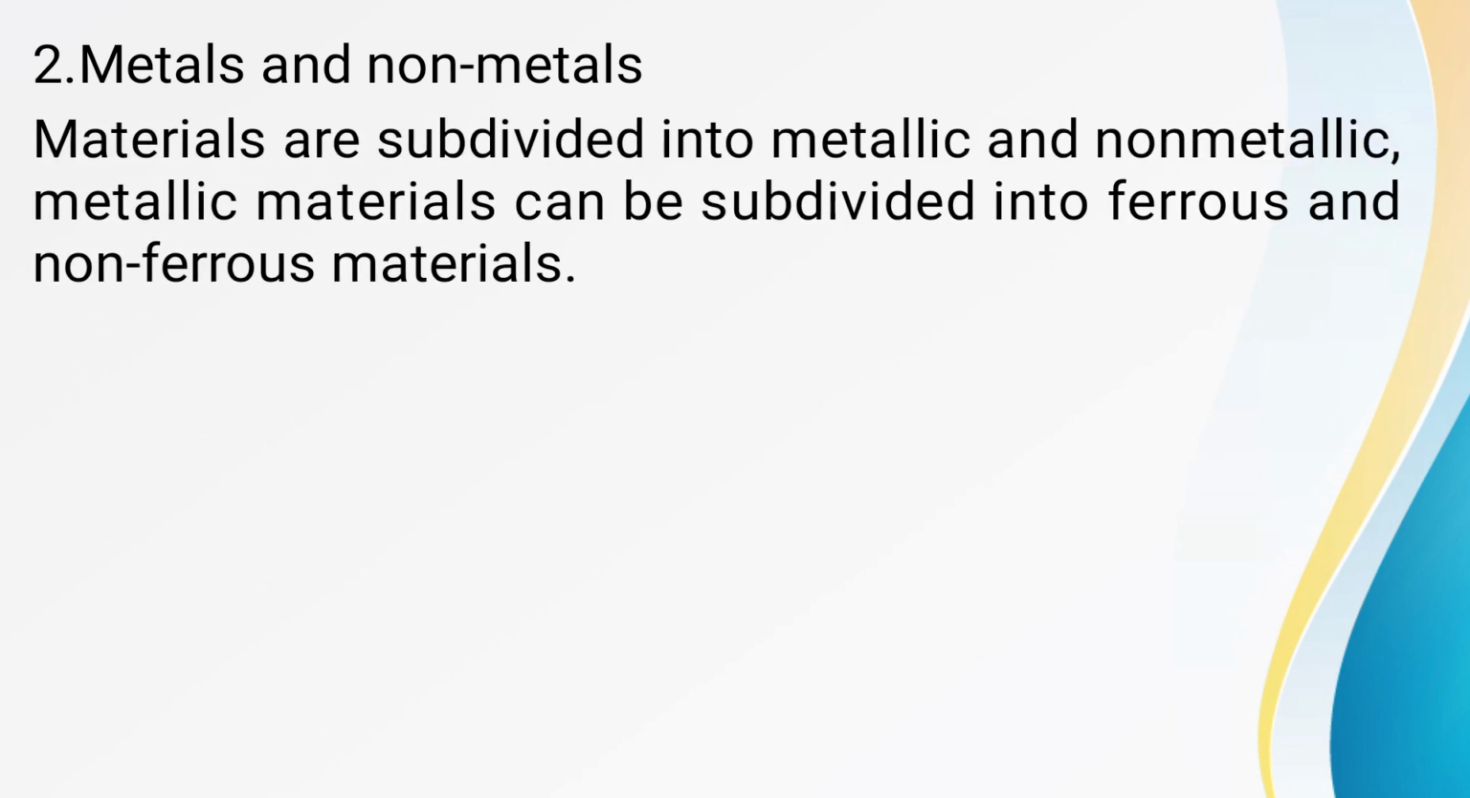Materials are subdivided into metallic and non-metallic, and the metallic materials are further subdivided into ferrous and non-ferrous materials. We know that ferrous are the metals that consist of iron, rather made of iron, while non-ferrous don't have iron.